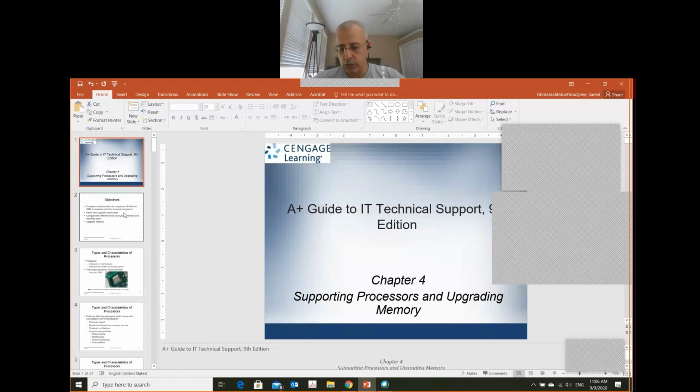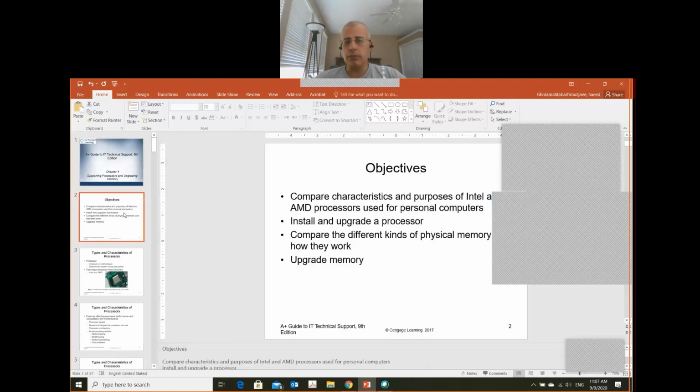So it has to exchange information with other parts of the computer, like the memory unit, hard disk drive, and the operating system. And then it performs the calculation and sends the result back to the hard disk drive, to the memory, etc.